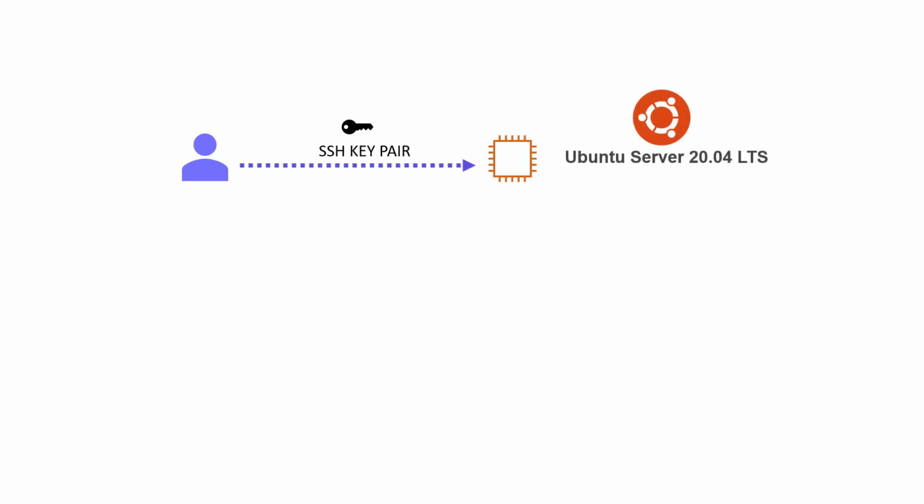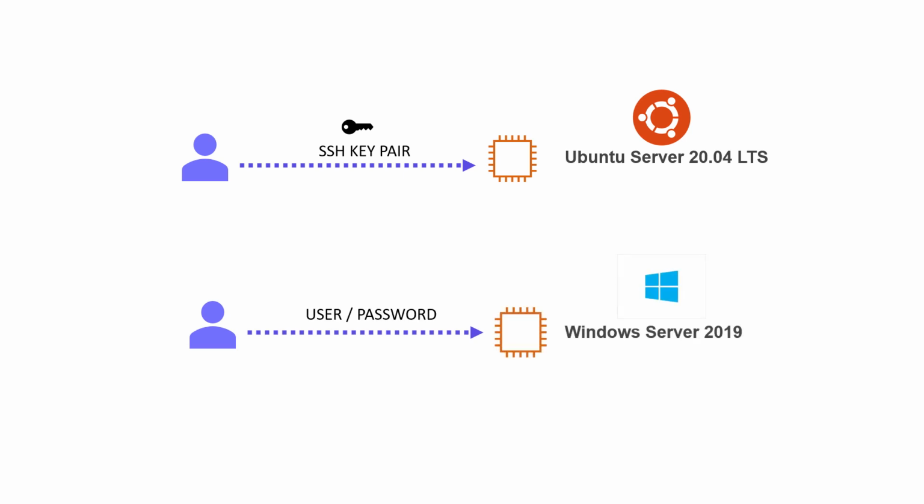Once deployed, the Linux EC2 instances are usually accessed using SSH keys. And for the Windows instances, we can make use of the remote desktop, or RDP, along with the username and password. In the subsequent demo, we will see how to deploy a Linux EC2 instance using the AWS Management Console.